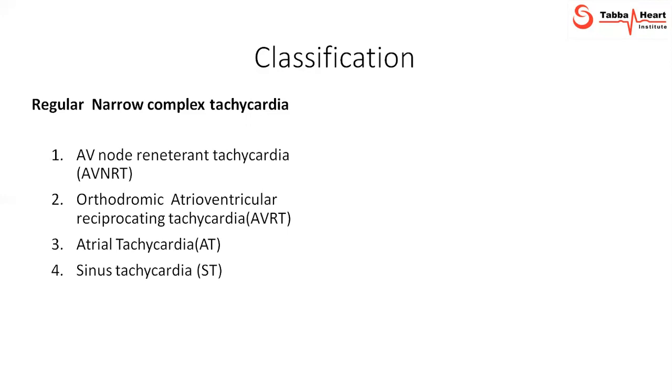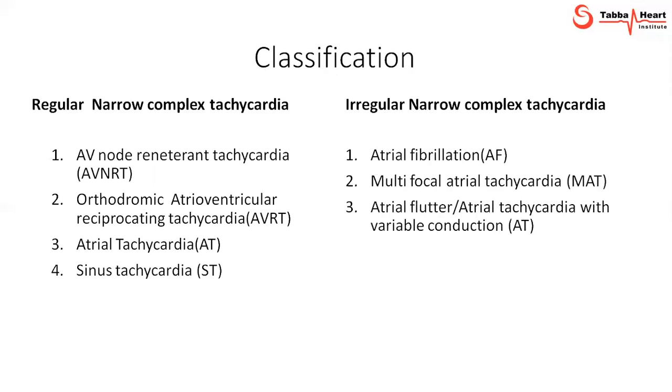जो irregular narrow complex tachycardia है, there are only 3 possible causes.